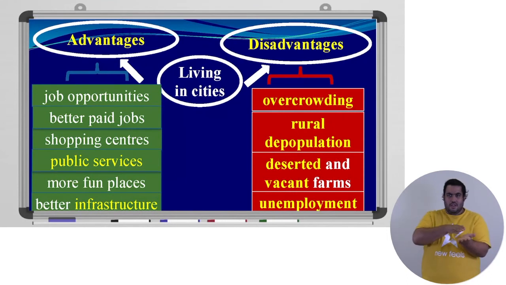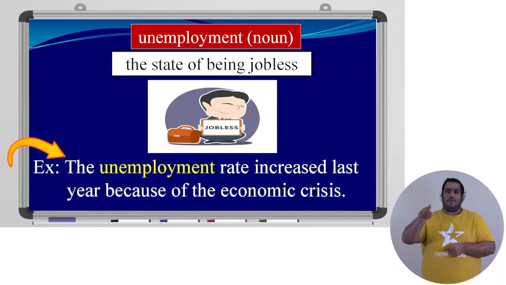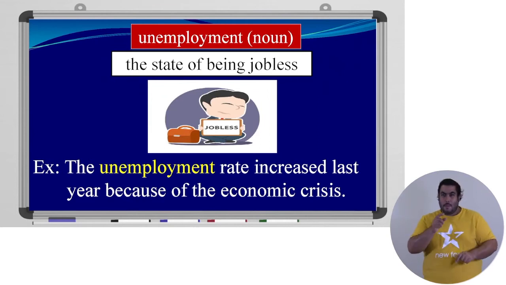To add to that, we have unemployment in the city. For example, unemployment, when I want to use it in a sentence, I would say the unemployment rate increased last year because of the economic crisis. Unemployment means being jobless. You don't have a job.